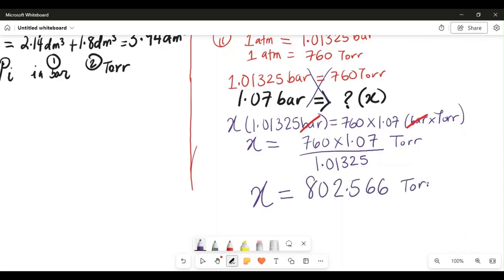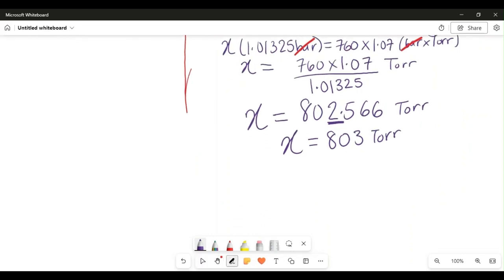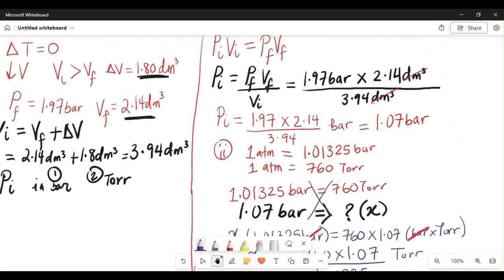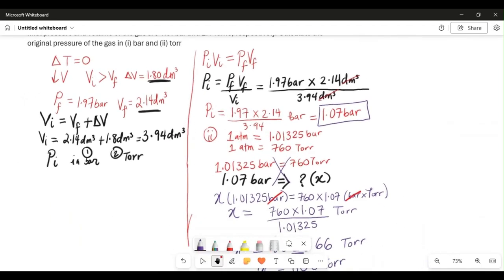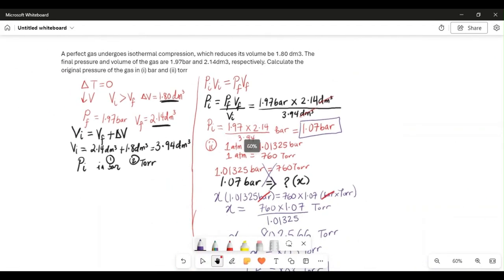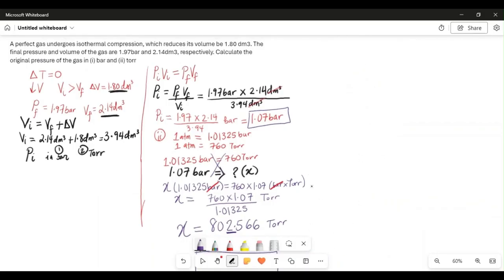And when you solve this, x is going to equal 802.566 torr. And in three significant figures, which is what we've been having the information so far, x, the unknown, is going to give us 803 torr. So to answer your question, the initial pressure in torr is simply 803 torr, and the initial pressure in bar is going to be 1.07 bar. If we zoom out, you can see all of our work, and we've answered all the questions correctly. And this is basically our answer.